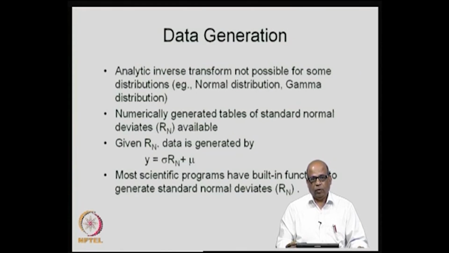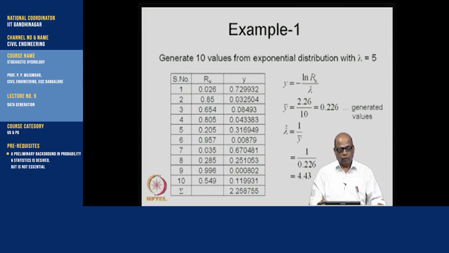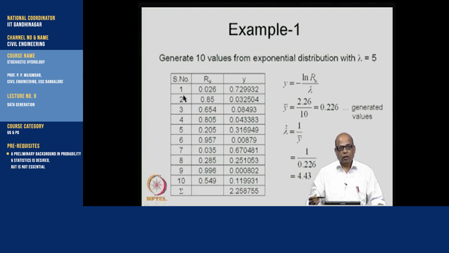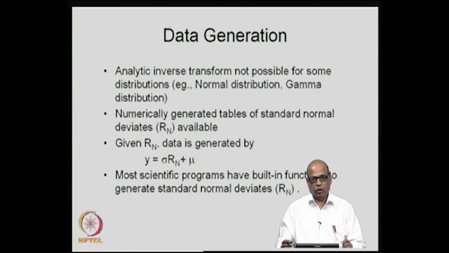Now, this was the example that I just discussed. It was conveniently possible for us to solve for y. What did we do? We solved for y knowing the expression for the CDF F of y. This particular form is in such a convenient form that I could very readily solve for y. That is, we are looking for the inverse solution for y given F of y.